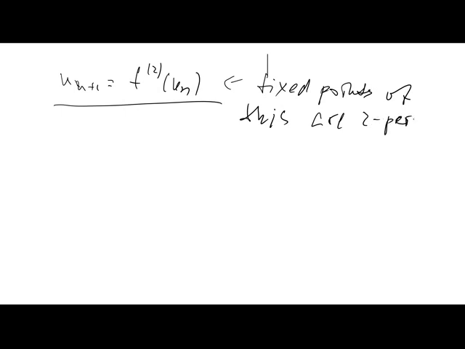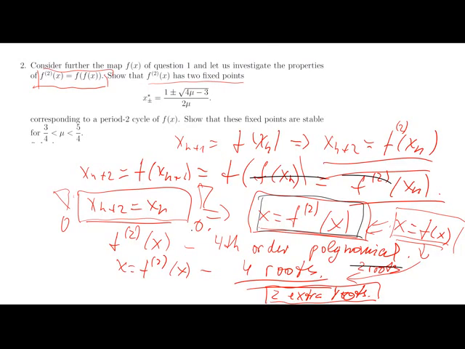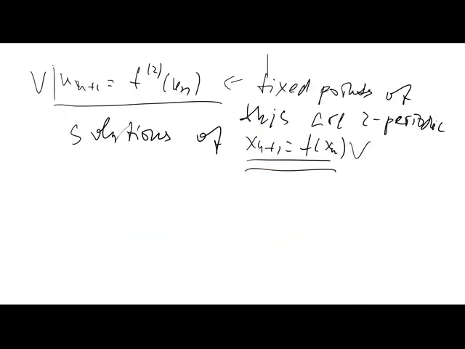Solutions of this map, well, of the previous map. Now we don't have here two composites. So fixed points of this are two periodic solutions of this. Did it make sense? Okay, then what you need now to do is to find fixed points of this.